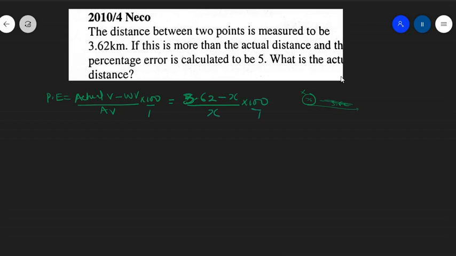They gave us a percentage error which is equal to 5%. If you divide both sides by 100, I have 5 over 100 is 3.62 minus x over x. Now I'm going to cross multiply. I'll have 5x is equal to 3.62 minus x times 100.